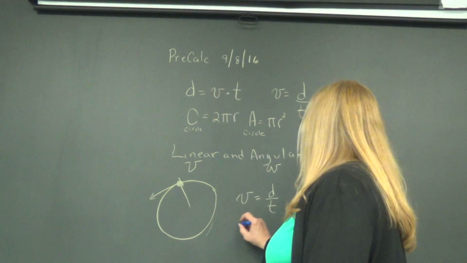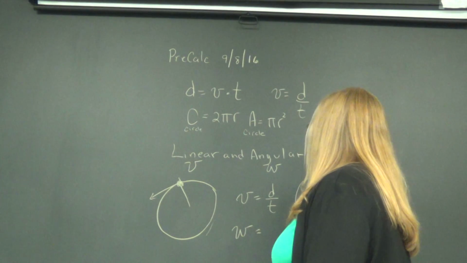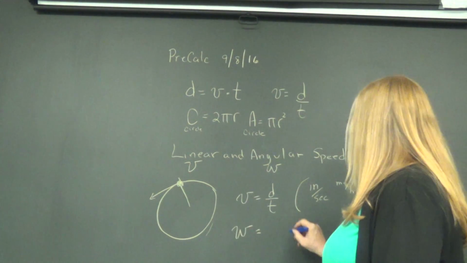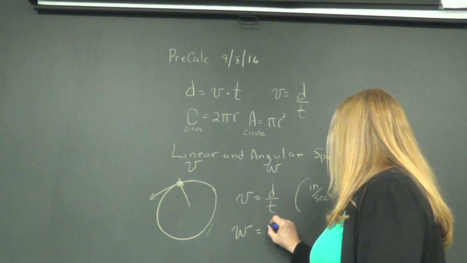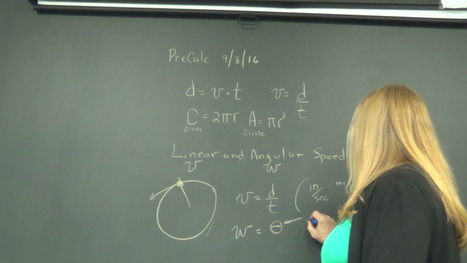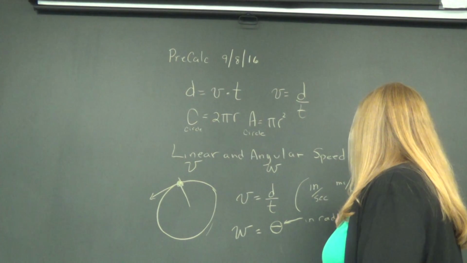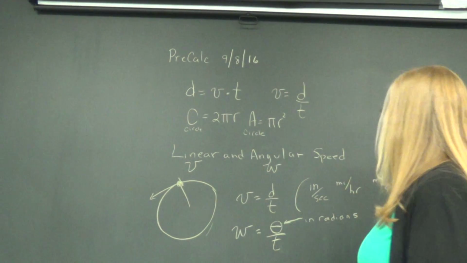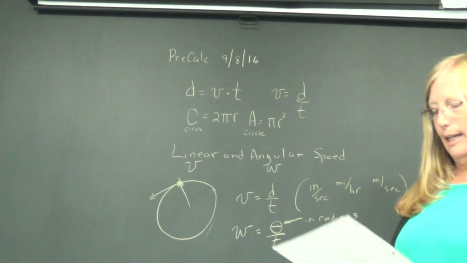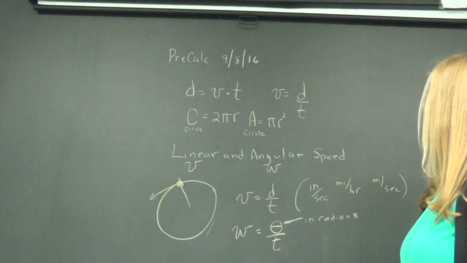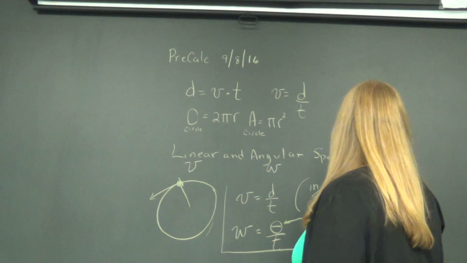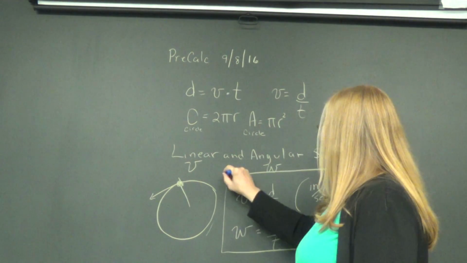Angular speed, however, is not calculated like this. It is calculated with the number of radians. Remember, this theta is going to be in radians divided by the time. So we're going to have to calculate the radians and divide it by the time to get the angular speed. Would you add these to your formula section?